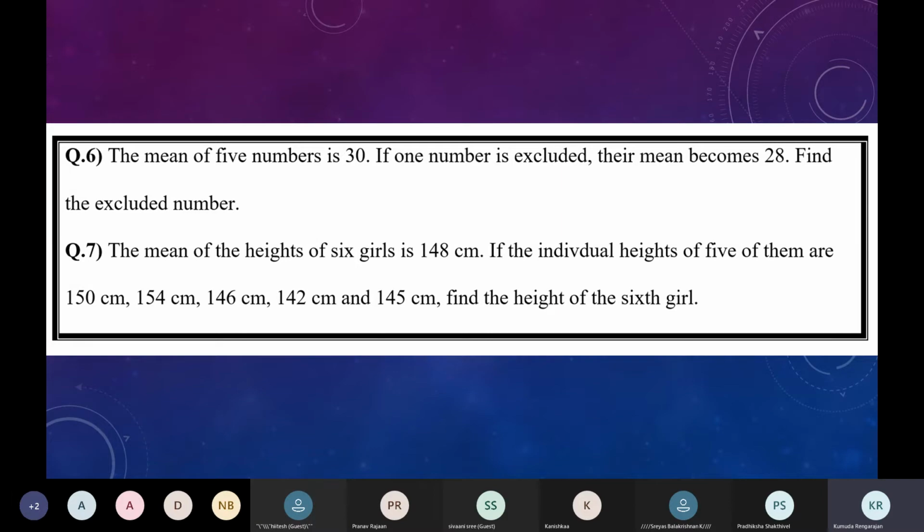If the individual heights of 5 of them are given there, find the height of the 6th girl. How will you do it? Ma'am, the height of the 6th girl will be X and the others we should add. Ma'am, we can add these 5 heights and subtract from 888. Correct. Because the sum of the heights of the 6 girls minus the sum of all these numbers will be the height of the 6th girl.